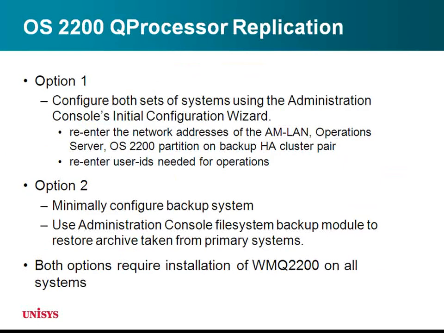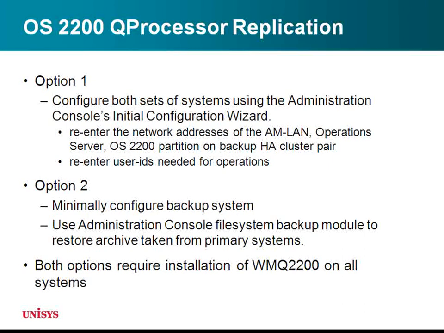Before replicating the OS 2200 QProcessor environment, you have two options. The first option is to configure both sets of systems using the Administration Console's Initial Configuration Wizard. The Initial Configuration Wizard steps you through various inputs that include the network addresses of the AM/LAN, the operation server's network addresses, the OS 2200 partitions, administration user ID and addresses. This would have to be done on both pairs.